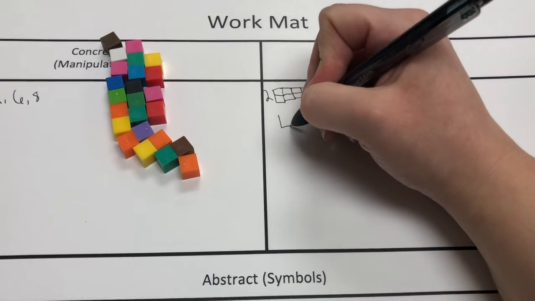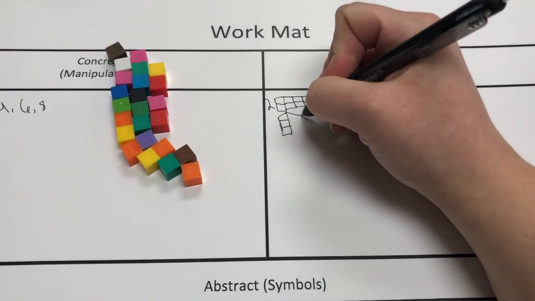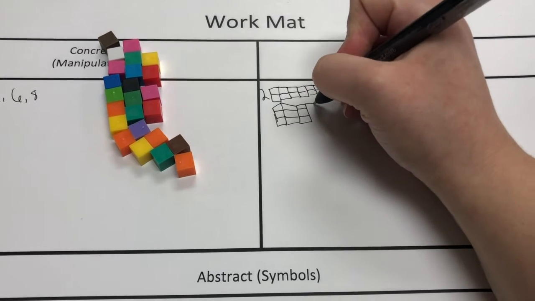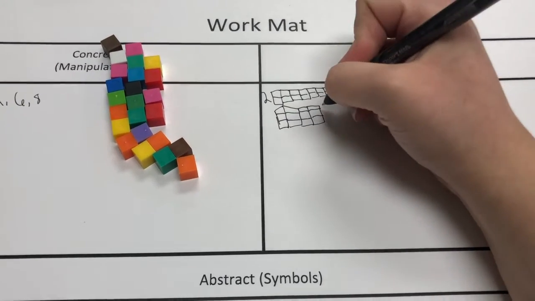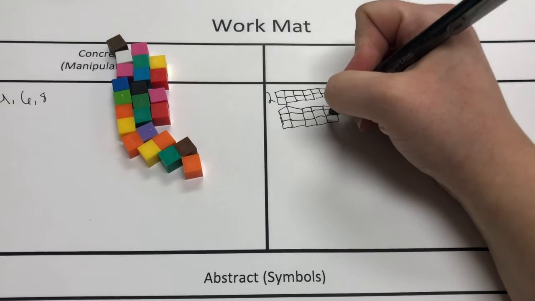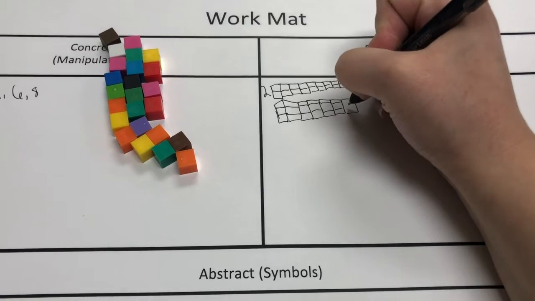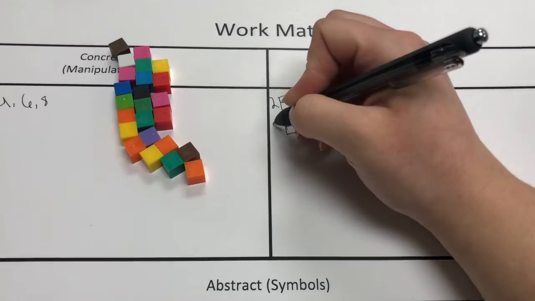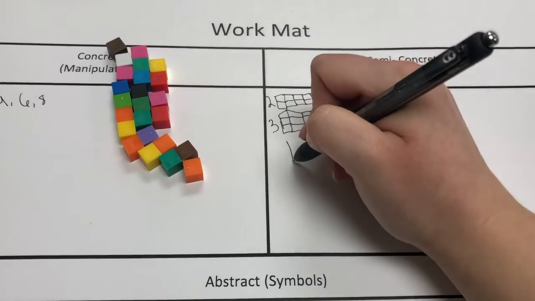So now let's do groups of 3. So now I have 3, 6, 9, 12, 15, 18, 21, 24. So we can see that yes, 24 is divisible by 3. Now let's do groups of 4.